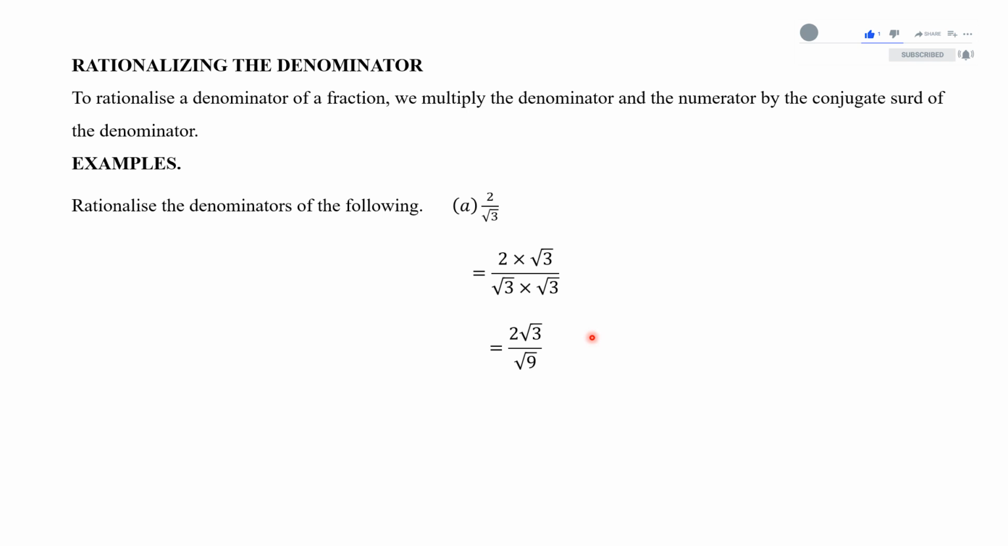So we have 2 root 3 divided by 3. This is the same as that, but in many cases we write it in this way. Let it not confuse you. Both are the same.